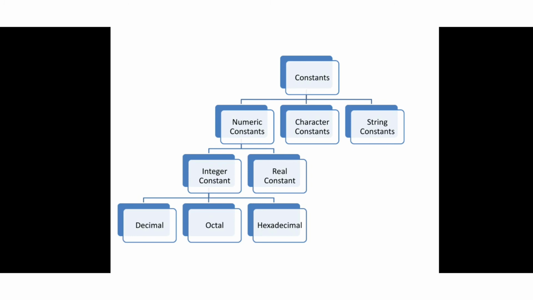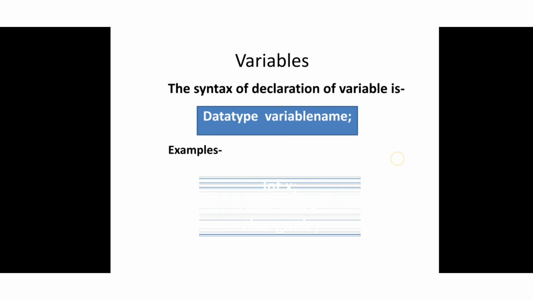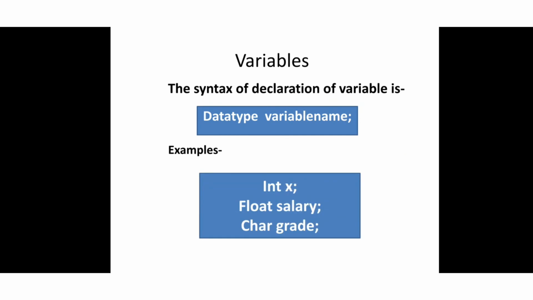The next is variables. A variable is a name that can be used to store values. Variables can take different values but one at a time. These values can be changed during execution of the program. A data type is associated with each variable. The data type of the variable decides what value it can take. The rules for naming a variable are the same as those for naming identifiers.